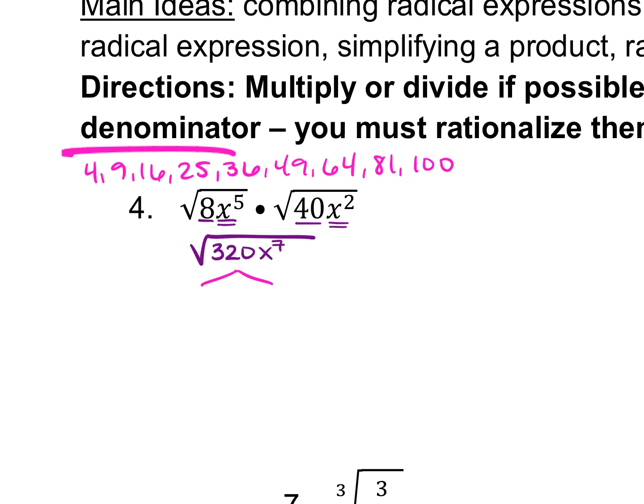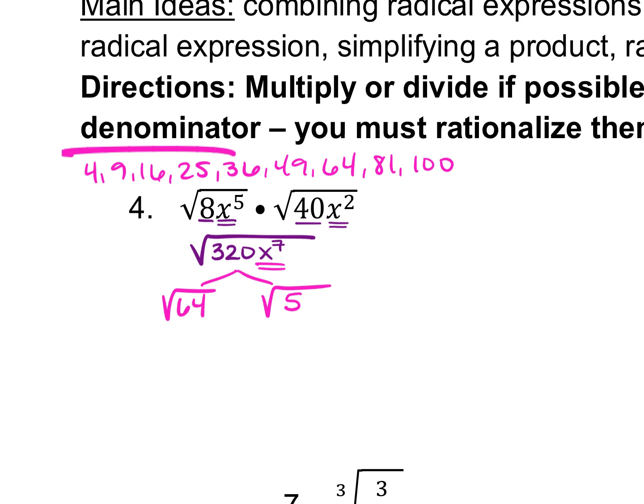Okay, so here's our list of perfect squares. You're going to go 320 divided by 100, doesn't work. 320 divided by 81, doesn't work. 320 divided by 64 does work. It is 64 times 5, if you plug that into your calculator.